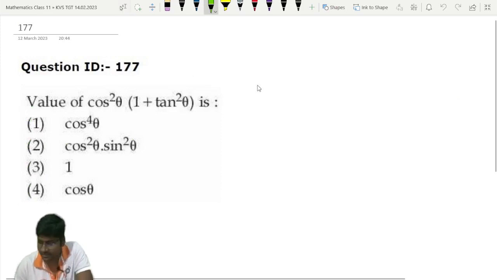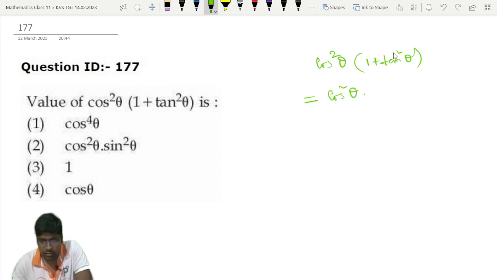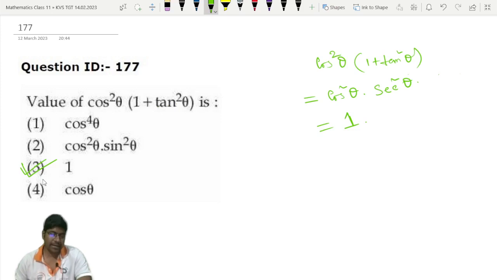Question number 177. We have to find the value of cos square theta into 1 plus tan square theta. Now, sec square minus tan square is equal to 1, so 1 plus tan square is equal to sec square theta. So cos square theta into sec square theta is equal to 1. So 1 is the correct answer. Option 3 is the correct answer.